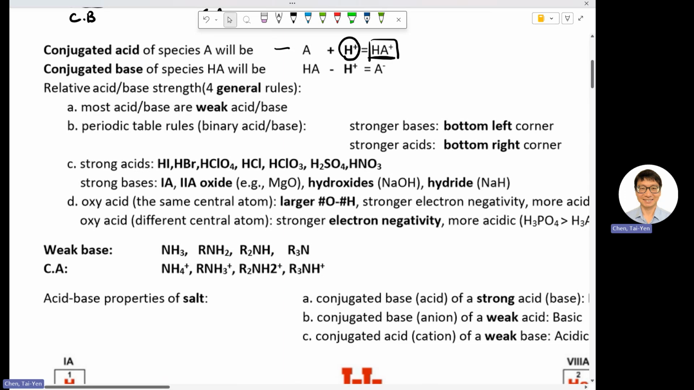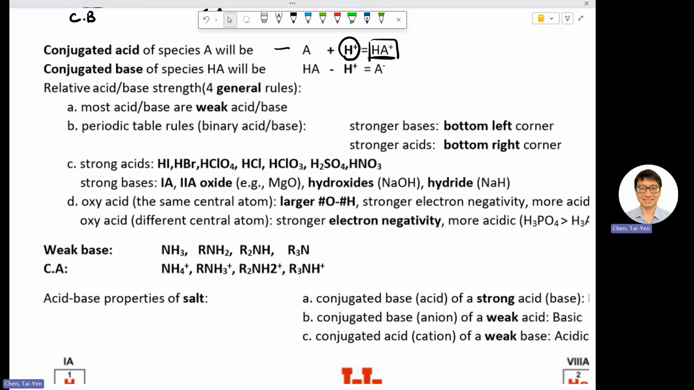The second thing you're going to see looks like a lot. These are the rules you will need to use to predict whether the species you're looking at is a strong acid, strong base, weak acid, or weak base. So those are the rules. These are 4 rules that I summarized. You're not going to see these 4 rules in your textbook.